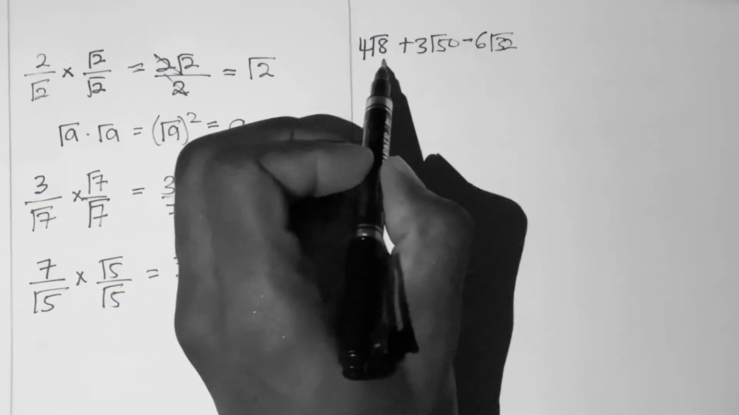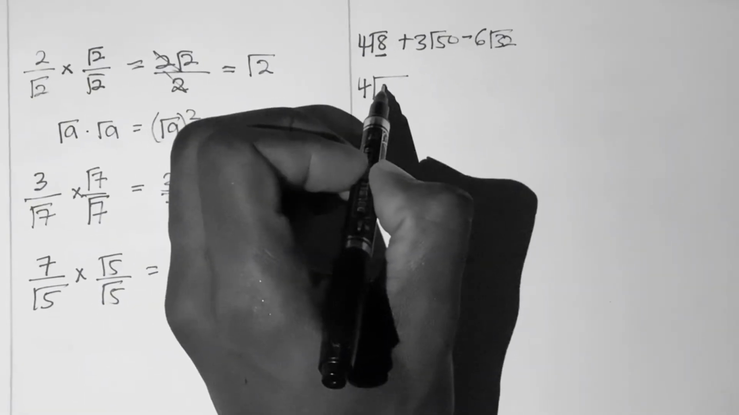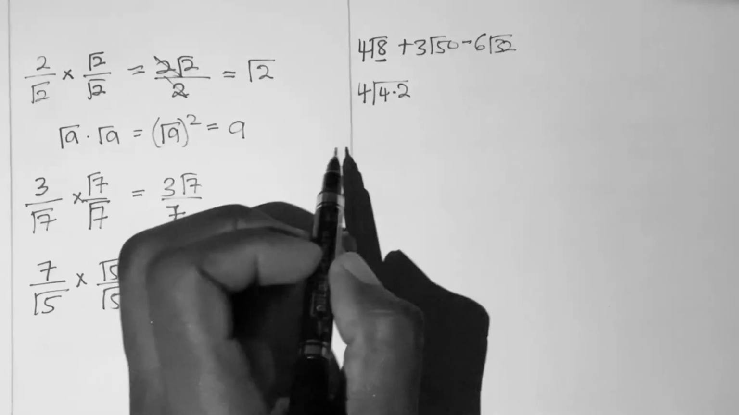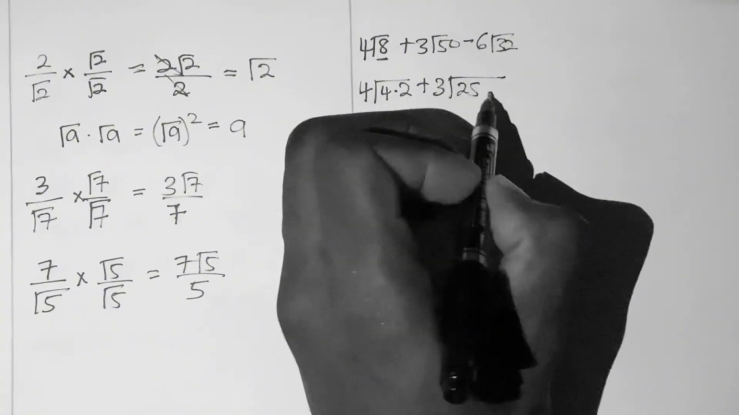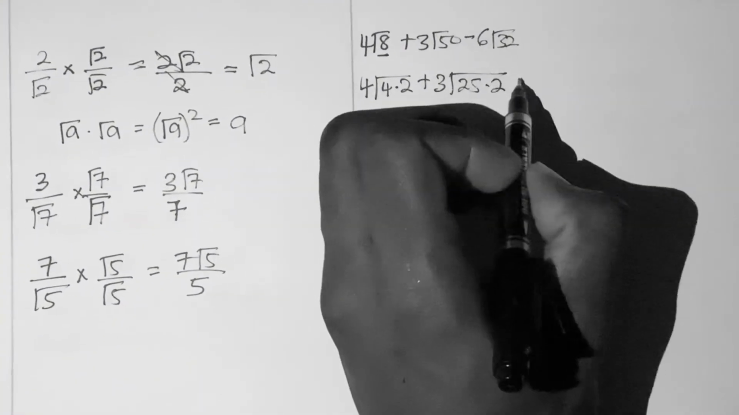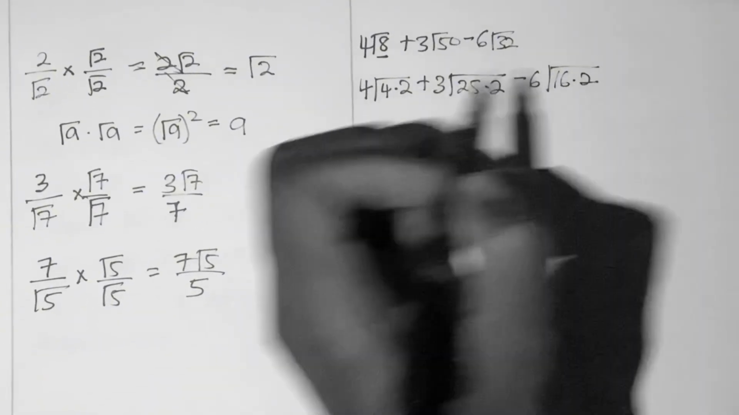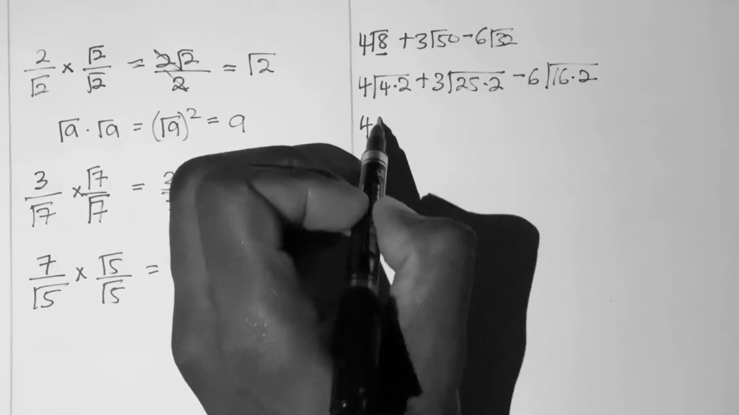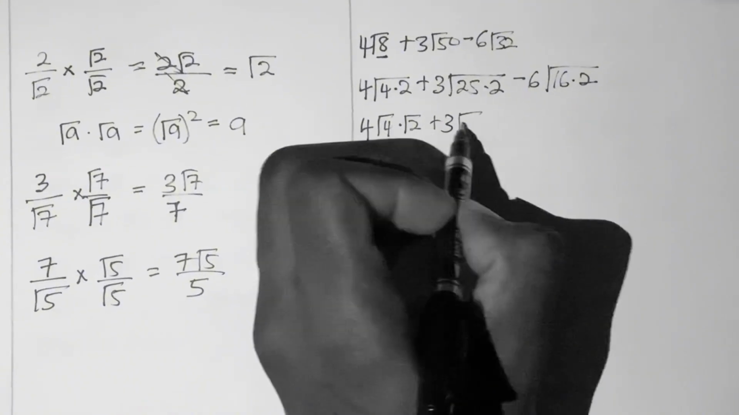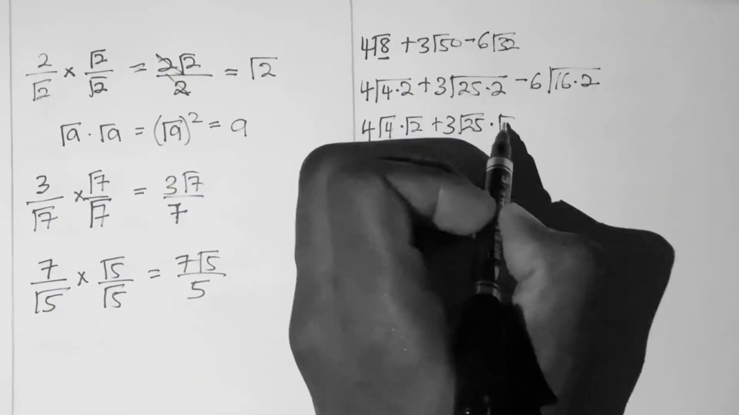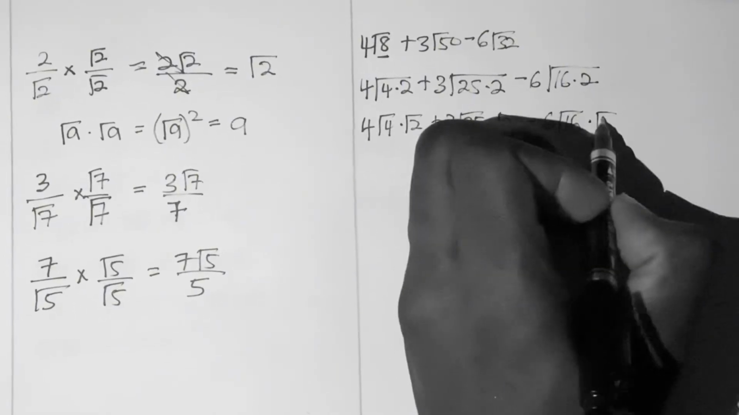So you see that 4 root 8 is the same as 4 times square root of 4 times 2, plus 3 times square root of 50, which is the same as square root of 25 times 2, and then minus 6 times square root of 32, which is the same as 16 times 2. So this becomes 4 times square root of 4 times square root of 2, then plus 3 times square root of 25 times square root of 2, then minus 6 times square root of 16 times square root of 2.